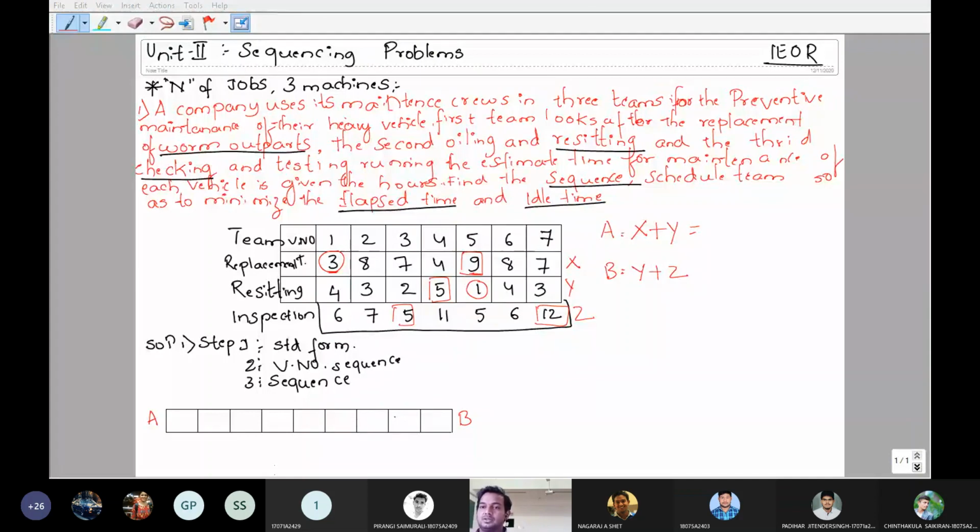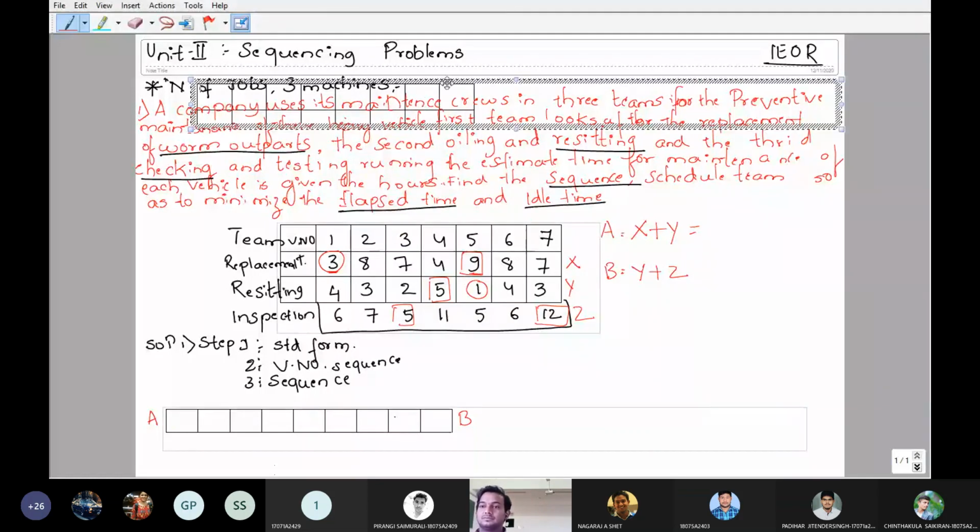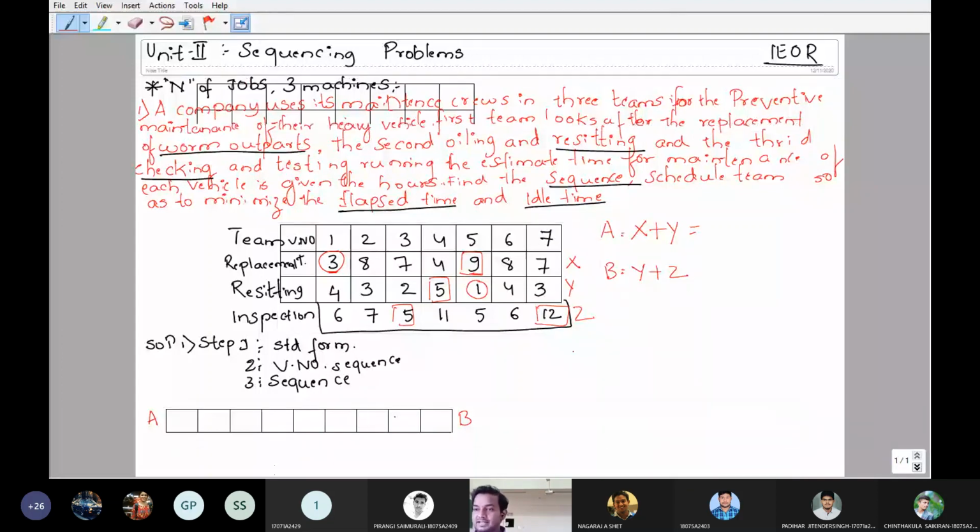Now we'll do it in this format and write down the problem. I will write here A and B. Now please add this X and Y. We'll write down the vehicle numbers 1, 2, 3, 4, 5, 6 and 7. These are the vehicle numbers, and we'll call this A and this B.